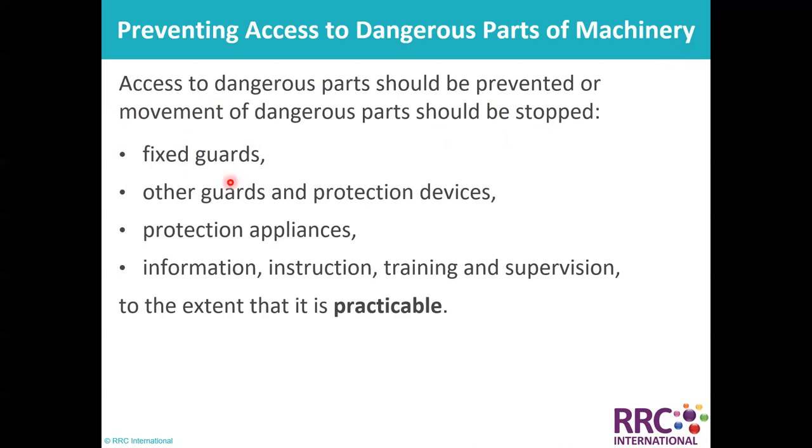For that purpose, we are using fixed guards. We are using other guards and protection devices, like interlockable guards and sensors. Then protection appliances are there which protect us from touching the moving parts, or you can say the mechanical parts of the machine. Information, instruction, training and supervision should be provided so that access to the dangerous parts of the machinery is practically stopped. It should be prevented practically.